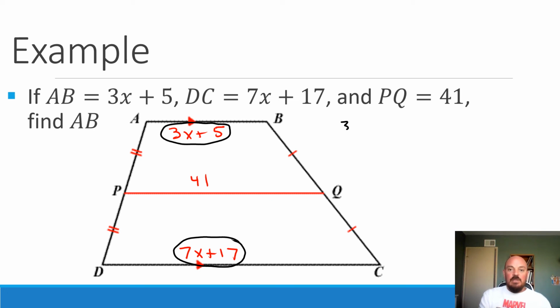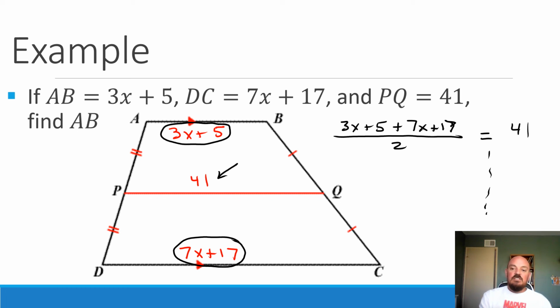So that would be 3x plus 5 plus 7x plus 17 divided by 2. And remember, when I do that, that's what tells me how I find the mid-segment. So that's going to be what equals 41. So I have a very similar equation to the one I just solved. It's just a little bit more to it.